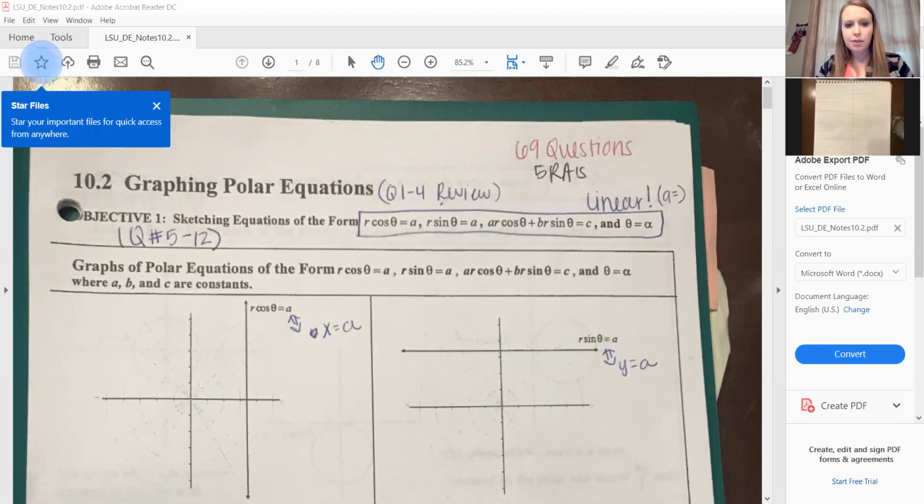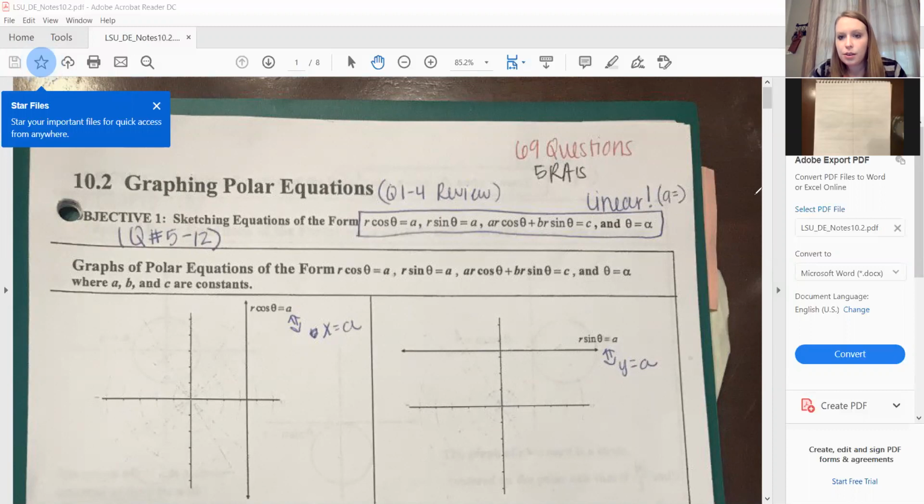So right here, questions 1 through 4 are a review, and then questions 5 through 12 are like objective 1. First they go through all the different types, which is a lot, and then they combine them all, and you're supposed to pick based off the graph what the equation should look like. Or I think they give you the equation and you pick the graph. So linear, which means it's a straight line, is when you have something equals A. So I wrote right here, A equals a number.